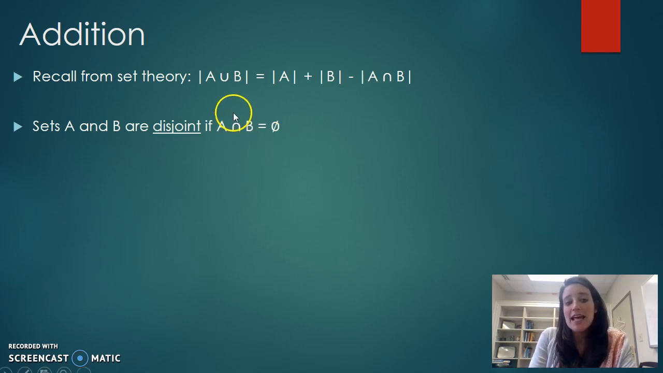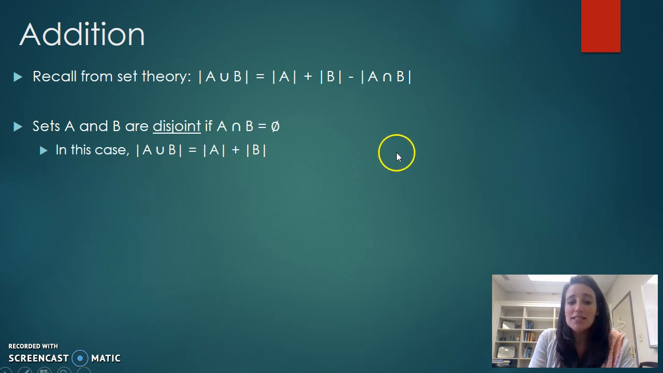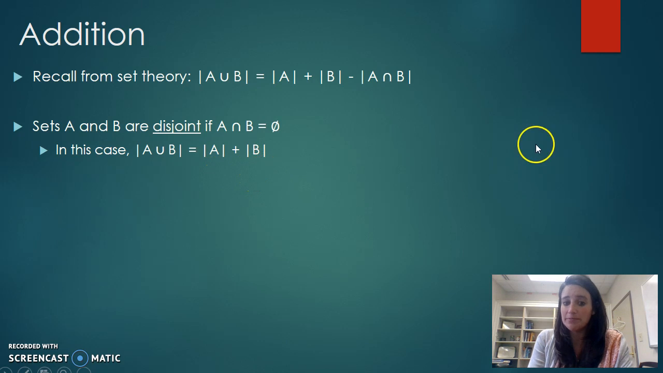We say sets A and B are disjoint if the overlap between A and B is nothing, or the empty set. So basically we're saying two sets are disjoint if A and B have no elements in common. In this case, if I want to count the number of things in the union, because the intersection is empty, this reduces down to saying the number of things in A union B is the number of things in A plus the number of things in B.